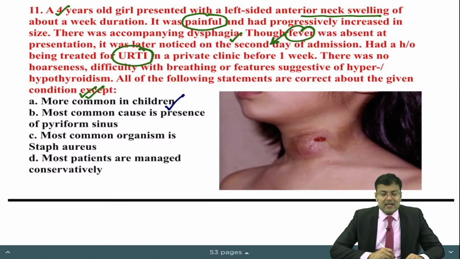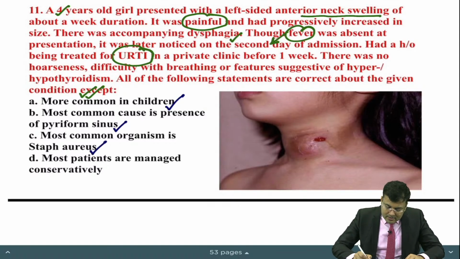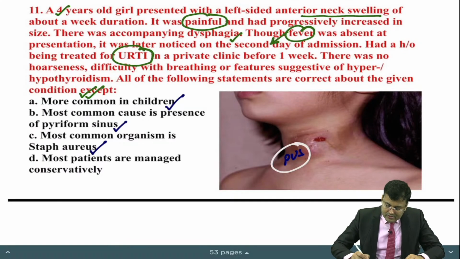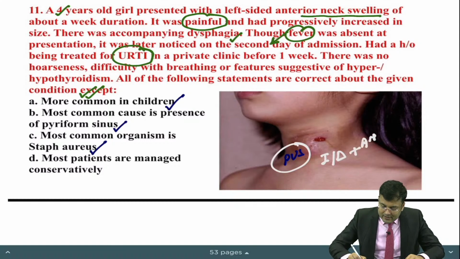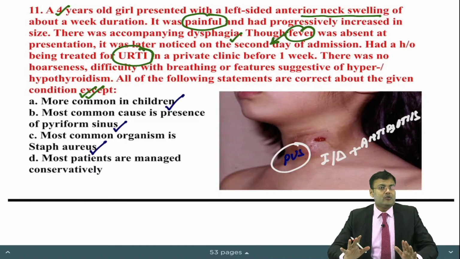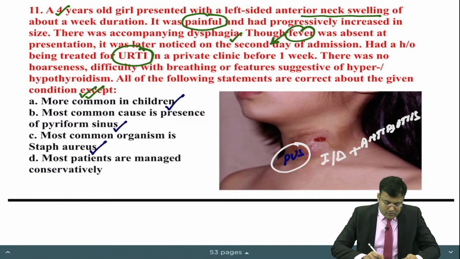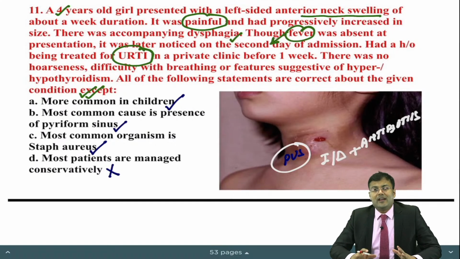More common in children, that is correct. Most common causes, presence of pyriform sinus, correct. Most common organism is Staph aureus, since this is pus collection. There is pus collection. So, what we have to give or go for IND, and we give antibiotics. Clear? So, it is incision and drainage, and we give antibiotics. So, D option is incorrect. D option, it is incorrect.